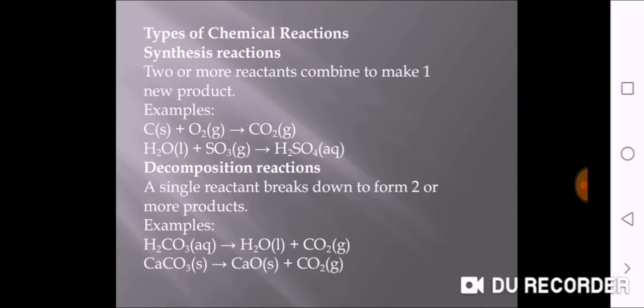And in decomposition reaction, one compound breaks to form two or more products. Here carbonic acid in aqueous medium produces water and carbon dioxide. Calcium carbonate solid in the presence of heat will produce calcium oxide solid and carbon dioxide.